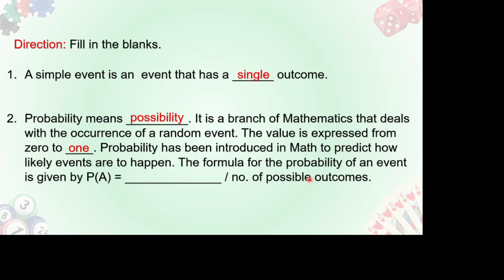Probability has been introduced in math to predict how likely events are to happen. The formula for the probability of an event is given by P of A equals blank over number of possible outcomes. What's the missing word or phrase? The answer is favorable events. Okay, so if you got those words correctly, then at least you have the principles behind what we are talking about.